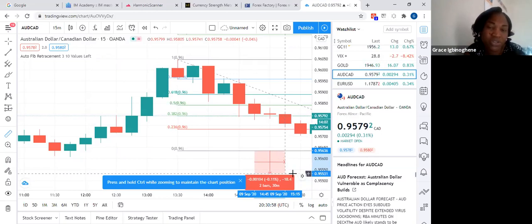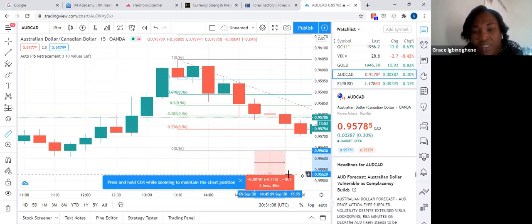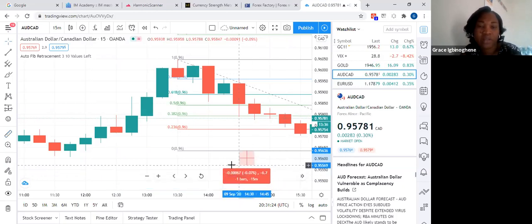So just use your ruler to measure it, to know where to put your stop loss, depending on how much you are willing to risk. If you want to risk 10 pips, just take the ruler and measure 10 pips from your entry point. Then you will know what amount to put on your stop loss. Any question, please? Do you understand all that?